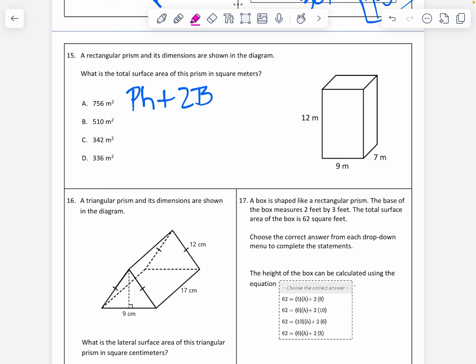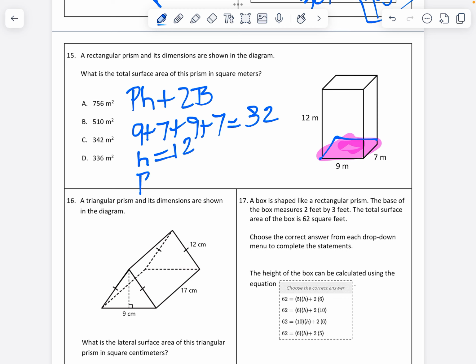My base is down here. Okay, so I'm adding 9 and 7. 9 plus 7 plus 9 plus 7, because there's 4 sides. I mean, it's hard to see because the base is down here. And we get 32. My height is the number I didn't use, which is 12. And my B is the 2 numbers I was adding down. I'm going to multiply them. So 9 times 7, which is 63.